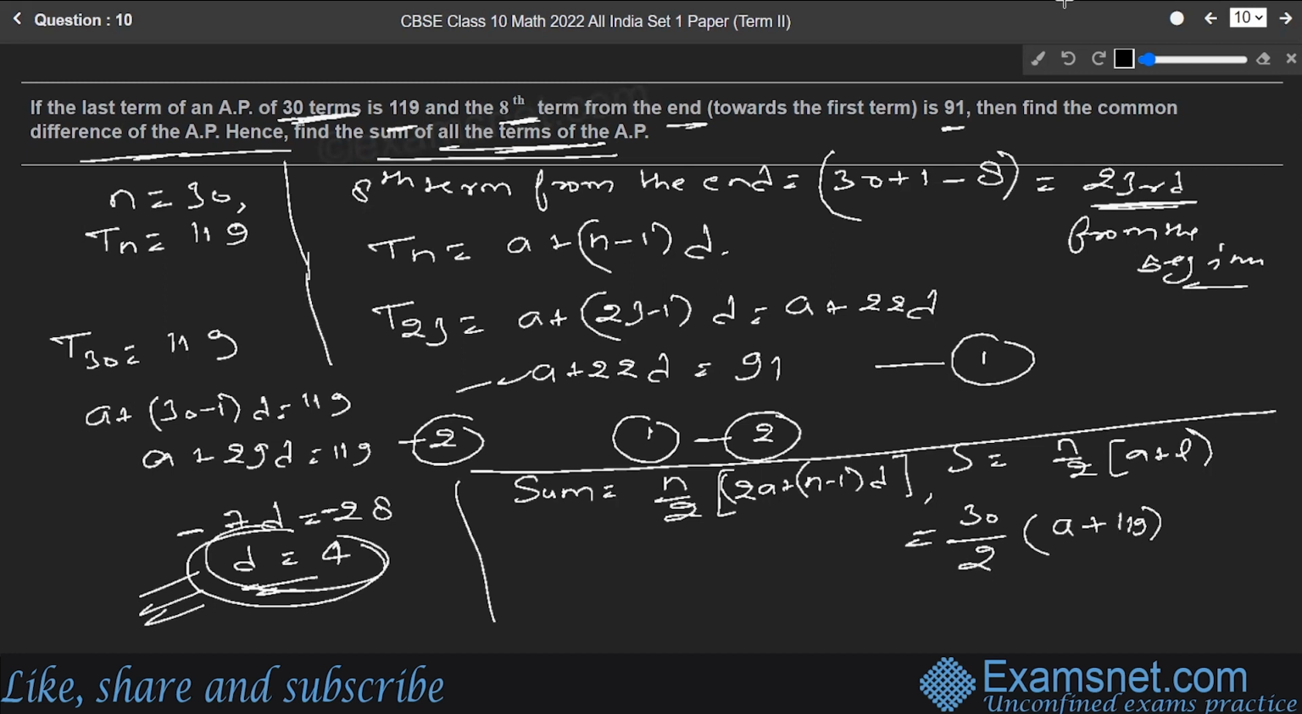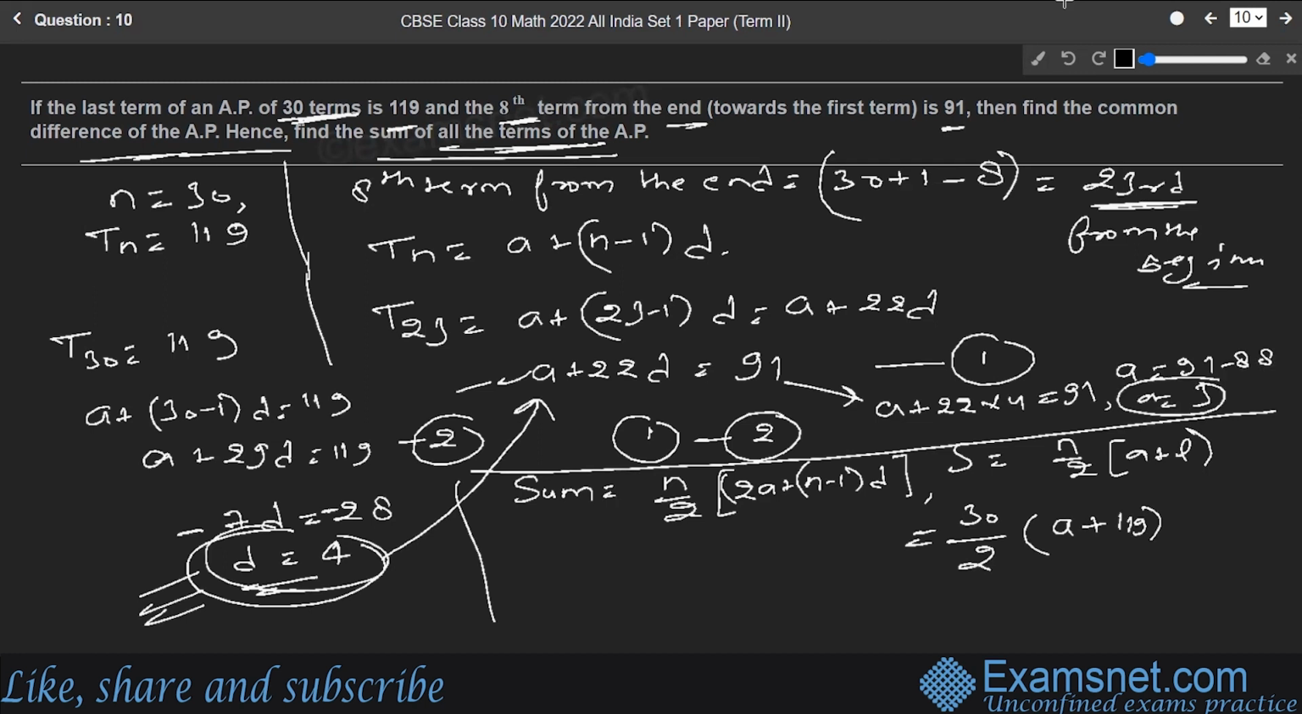So I can put D in any of the equations. Let me put D in the first equation. What do I get? A plus 22 into 4 is going to be 91. This gives me the A value as 91 minus 88, which is nothing but 3. So the A value is 3.